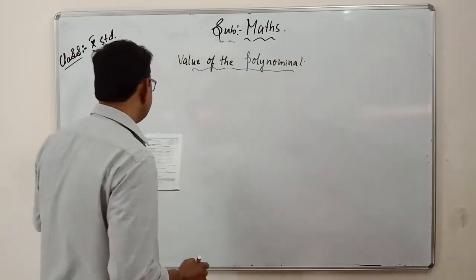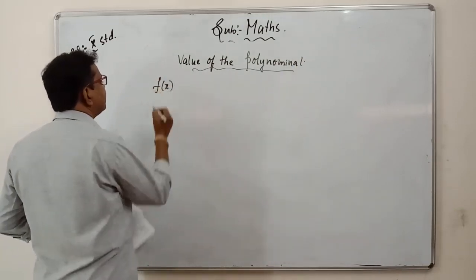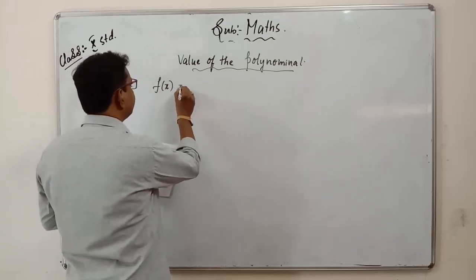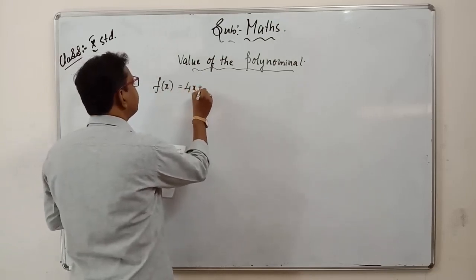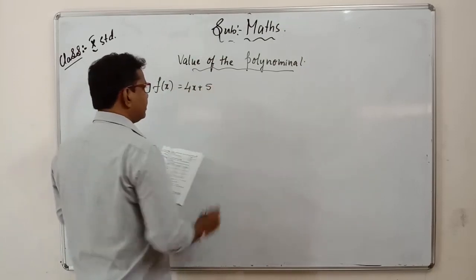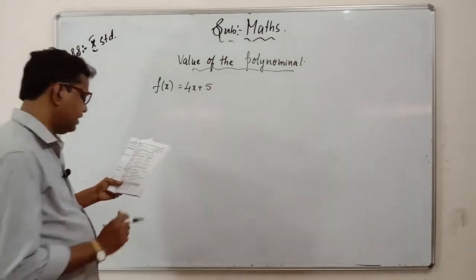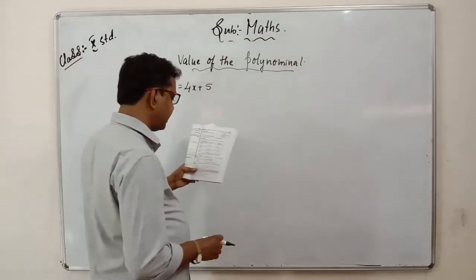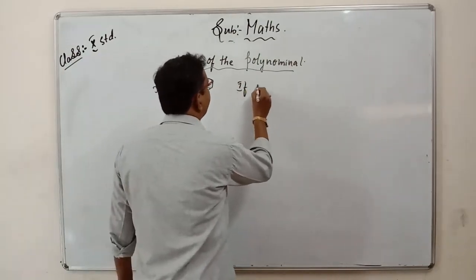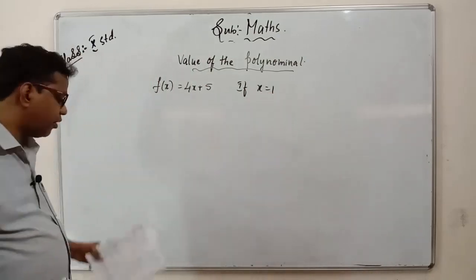If you consider a polynomial f of x where it is given as 4x plus 5, so we have the value of the polynomial f of x equals 4x plus 5. I will give the simple example. We don't go to the big example. Afterwards we'll see the examples also. What happens if x equals 1? What will be the value of the polynomial?